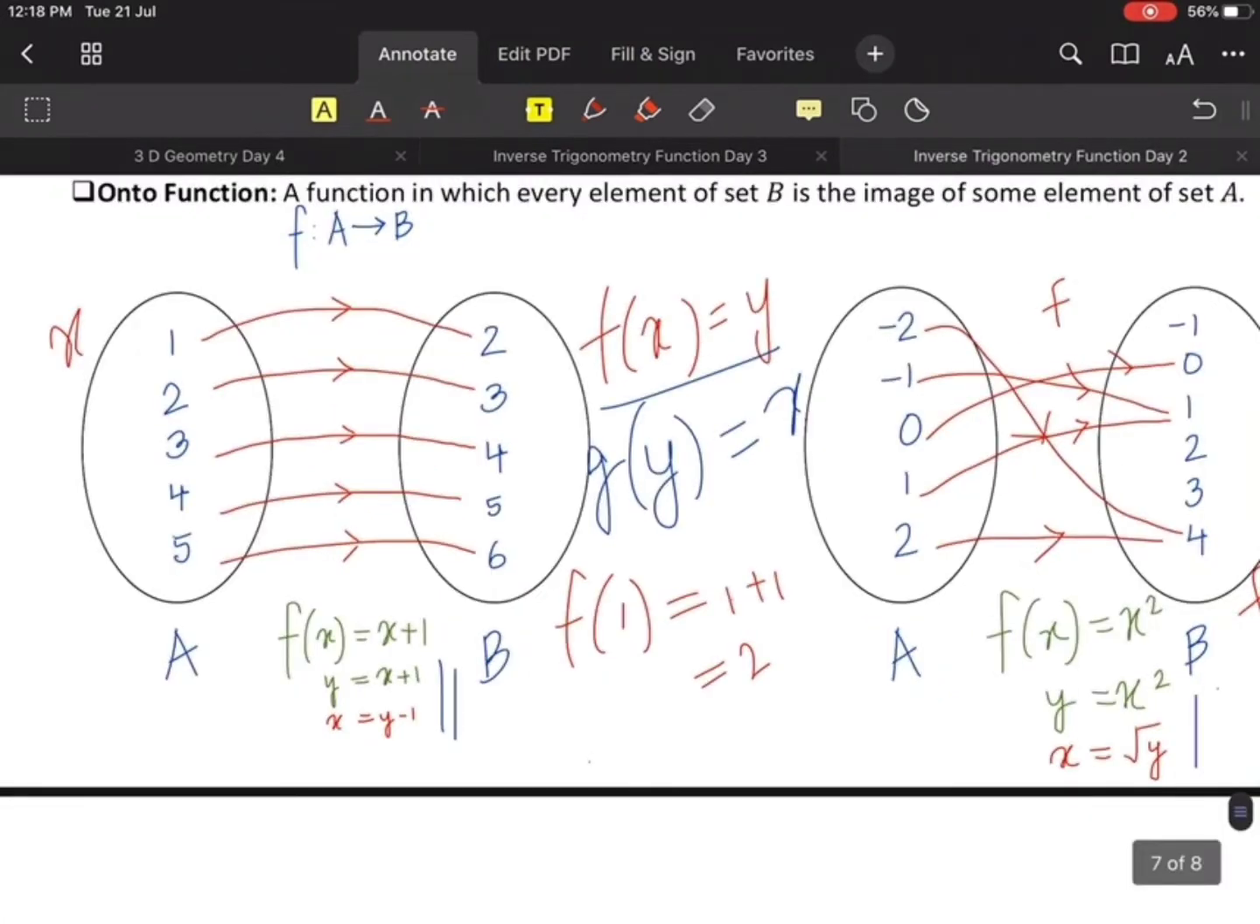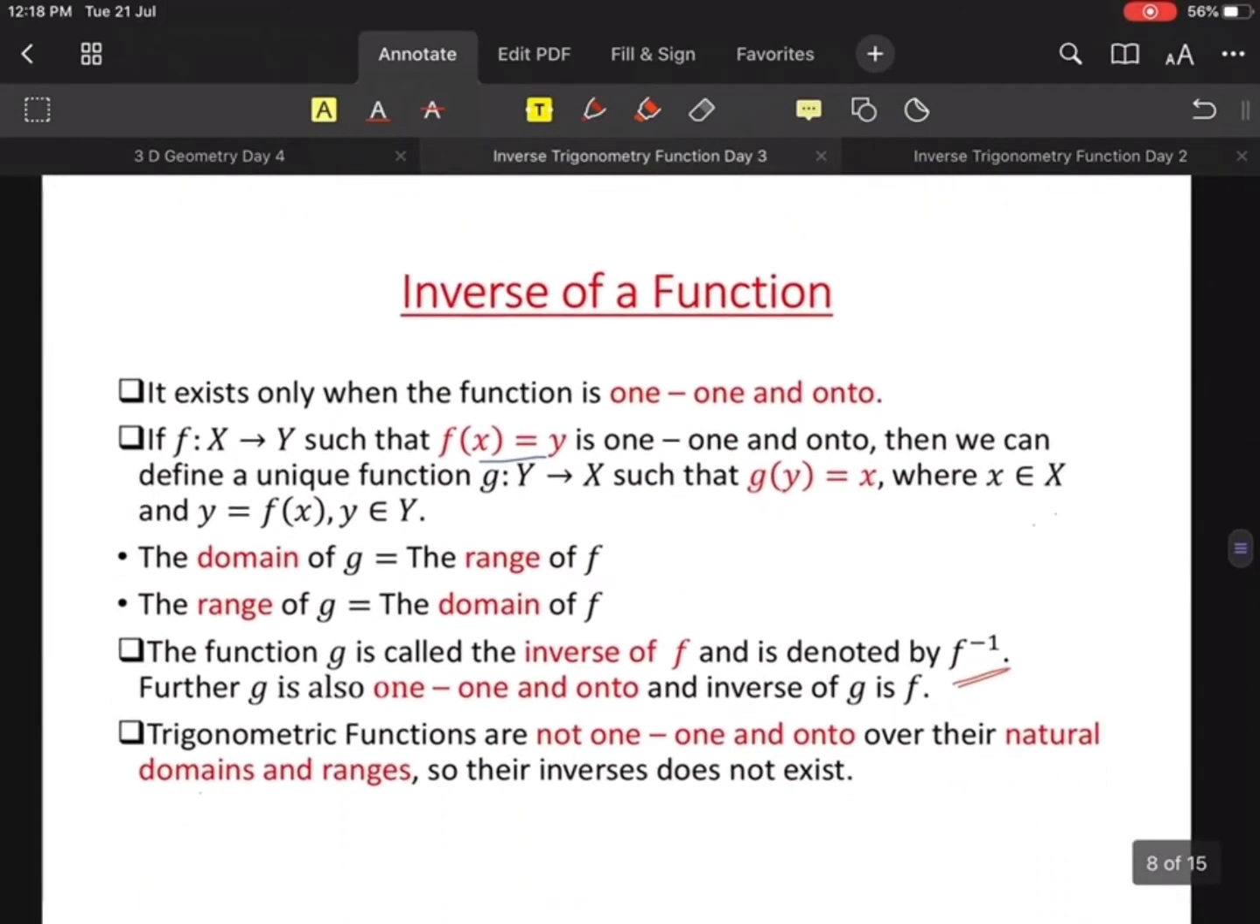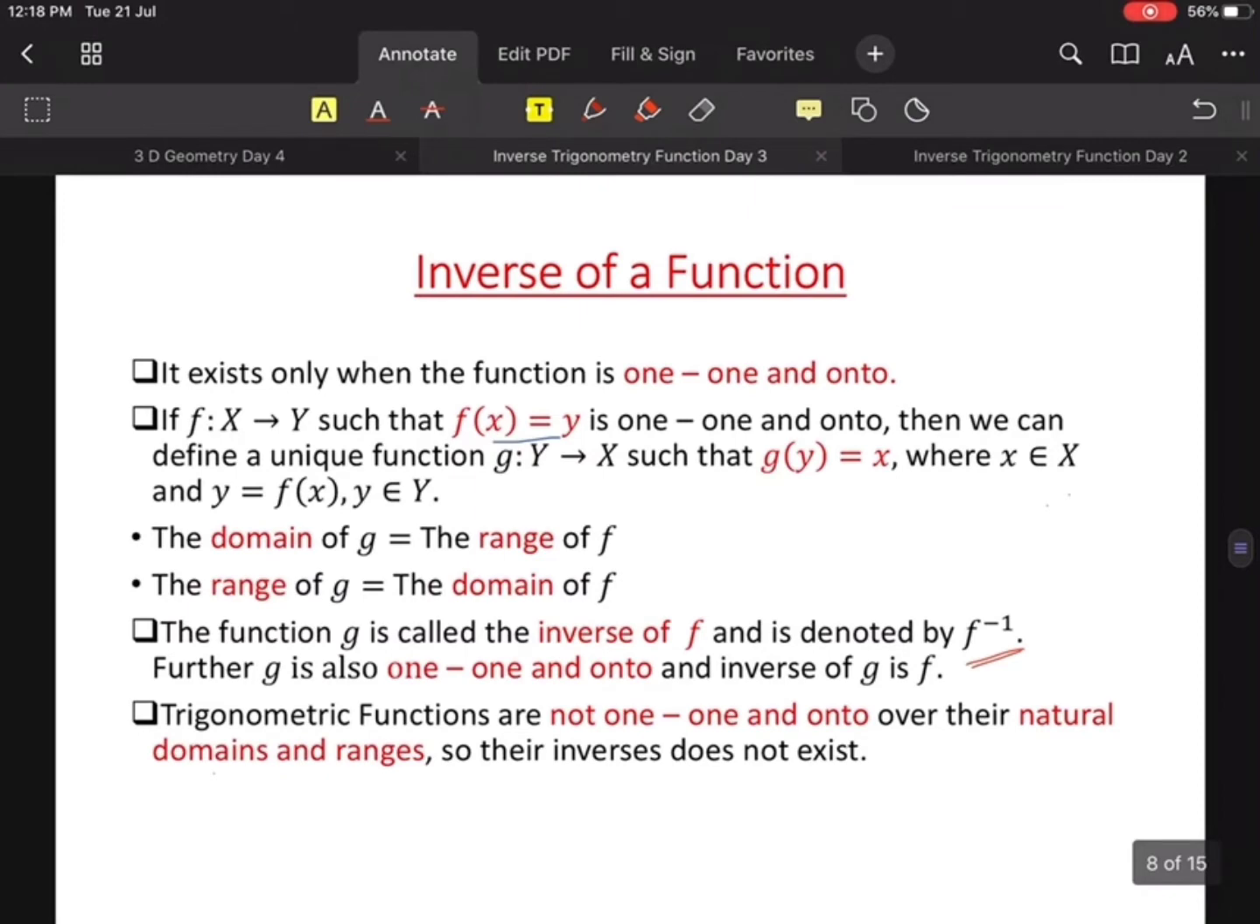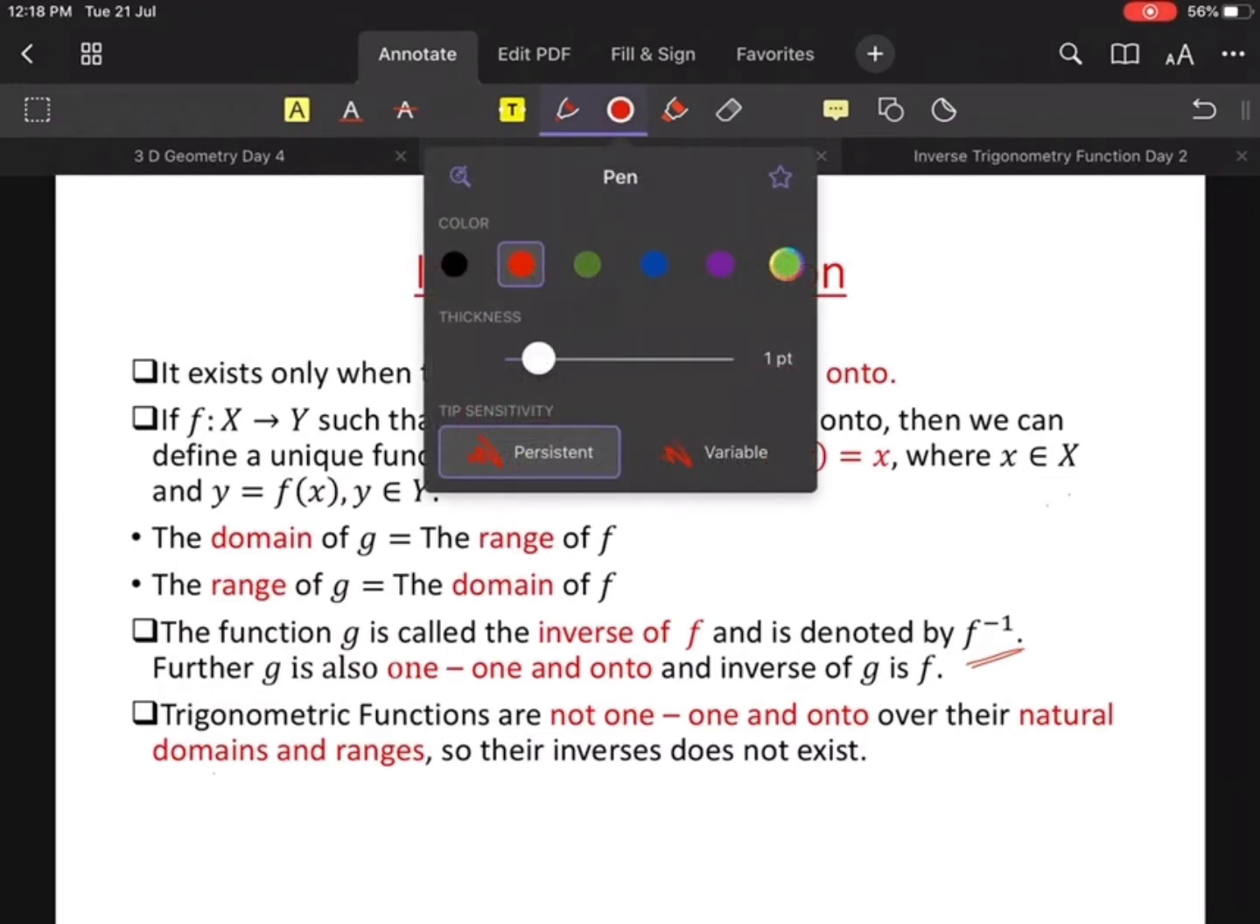Suppose I say 2. What is the inverse of 2? It is 1 by 2. In the same way, what is the inverse of 1 by 2? It is 2. Am I clear? So that's what it says. The inverse of g is the f function. Then you can write the f function as g to the power minus 1. Understood? I hope you are very clear about this.